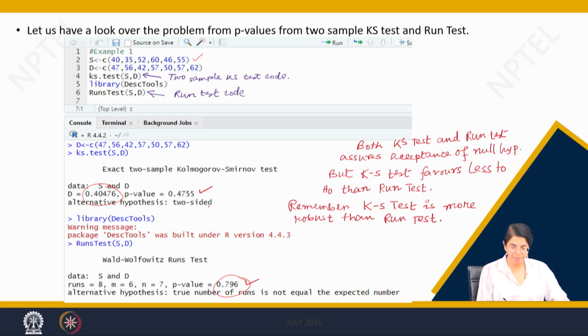Both of the p-values will guide you towards the acceptance of the null hypothesis, but the Kolmogorov-Smirnov test favors the null hypothesis less than the run test. Thereby you can say that the Kolmogorov-Smirnov test is more robust than the run test, because it has some favoritism for the alternative hypothesis. So it is more robust.